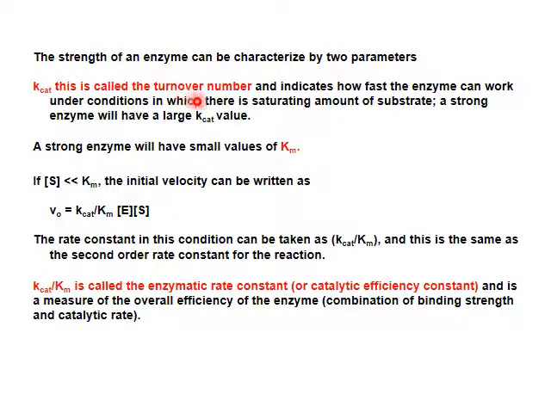So the two key parameters to determine the strength of an enzyme are the kcat and the kcat value divided by the Km value, all right? So let's look at the first one, the kcat value. The kcat value is called the turnover number and indicates how fast the enzyme can work under the conditions where there is a saturating amount of substrate, and the better the enzyme, the larger the kcat.